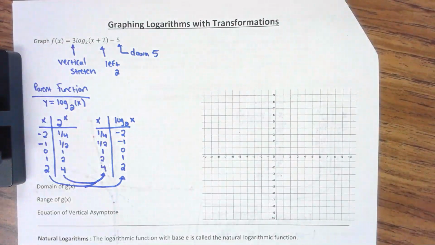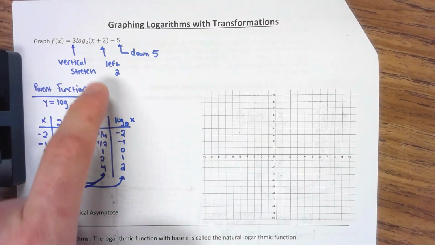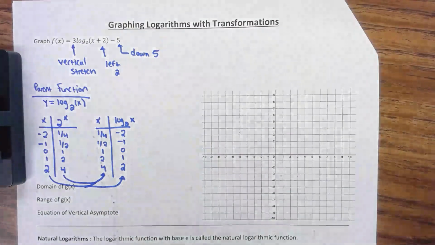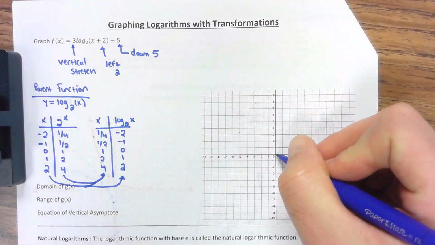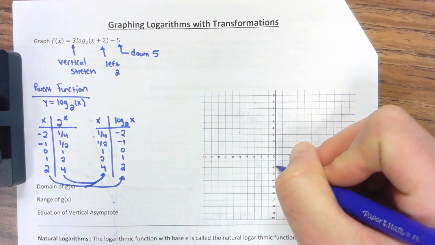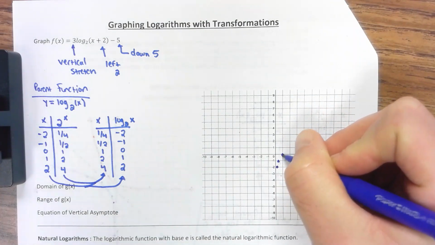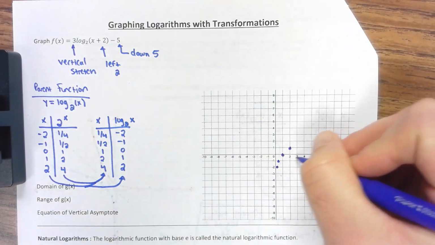So I'm going to plot all those points. I am going to wait to draw the vertical asymptote though, it'll get a little congested with that. I'm going to apply the vertical asymptote at the very end of this. So we're just going to plot these points and apply this transformation. So when x is 1/4, y is -2. x is 1/2, y is -1; 1, 0; 2, 1; and 4, 2.